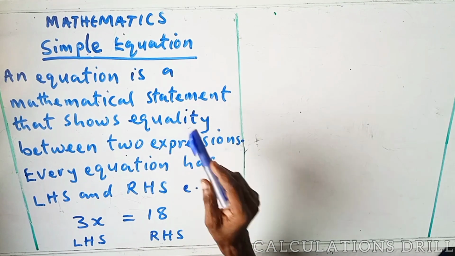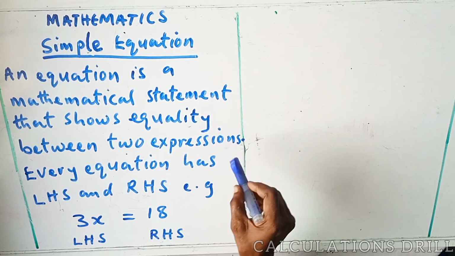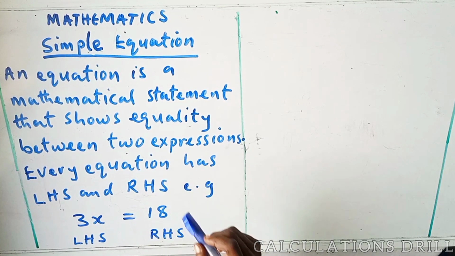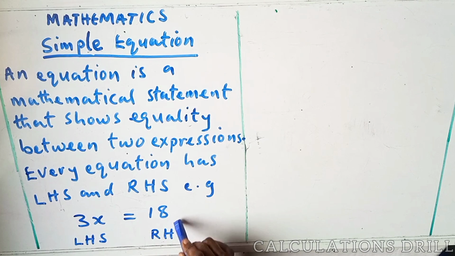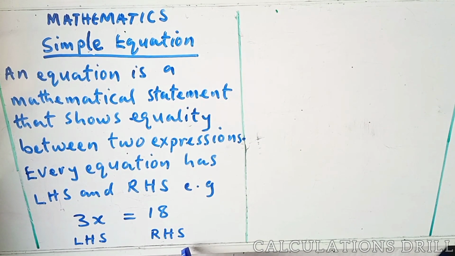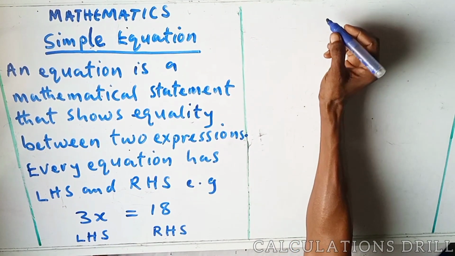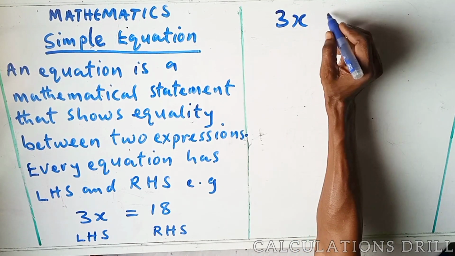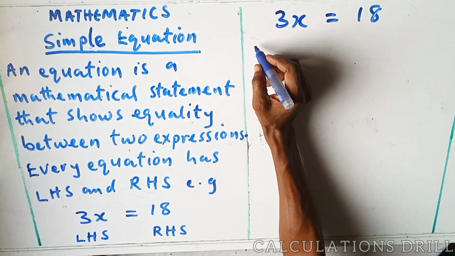Today on simple equation, an equation is a mathematical statement that shows an equality between two expressions. Every equation has a left-hand side and a right-hand side. Example, 3x equals 18. How do you solve this? 3x equals 18. You can see the equal sign is what is separating both of them.